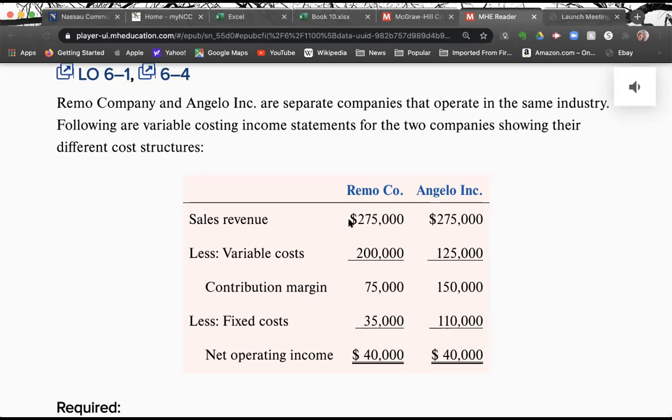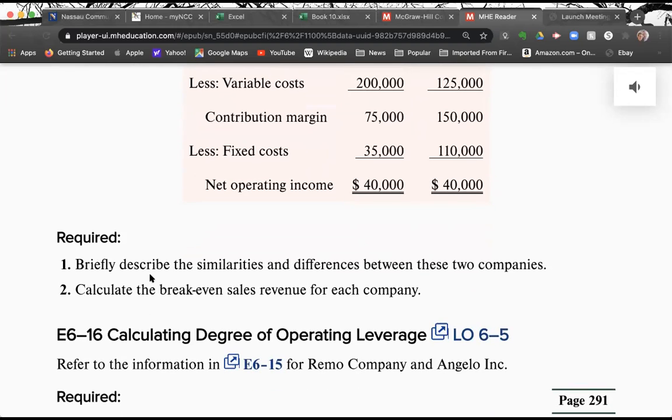Now, if you look at the companies, top line, the same. 275, exactly the same. Bottom line, 40,000, exactly the same. So which company would you pick? Which company is better? Which company is able to withstand downturns in the economy or take advantage of other opportunities that come up? What would you say? How would you come to that determination, right? So briefly describe the similarities and differences of the two companies and calculate the break-even sales revenue for each company.